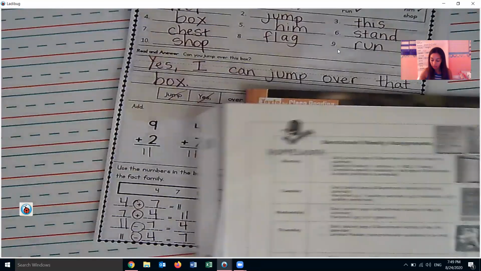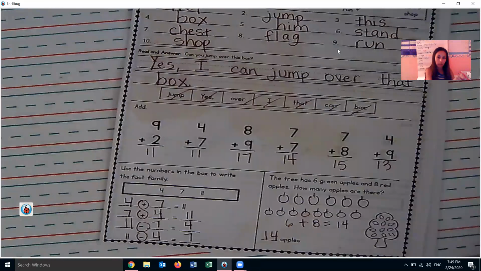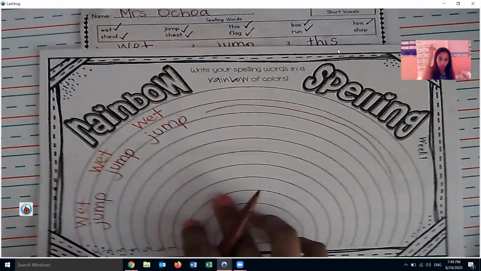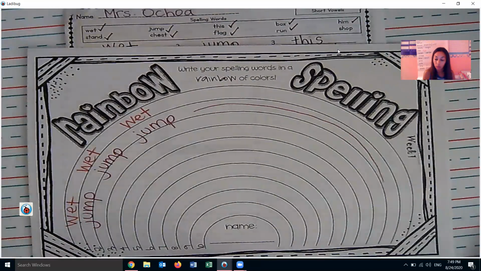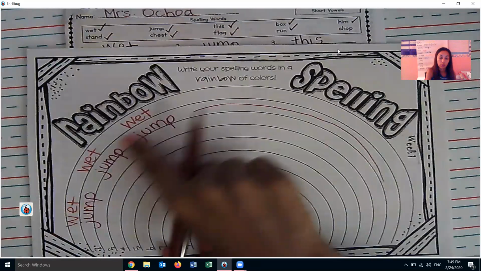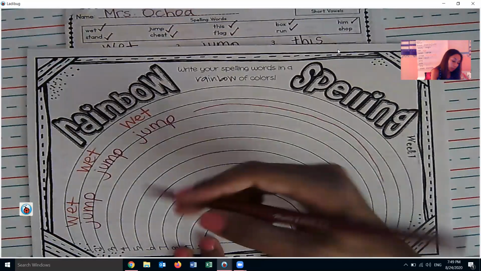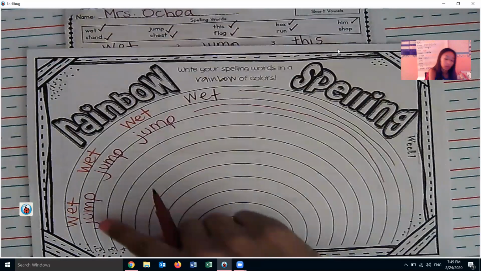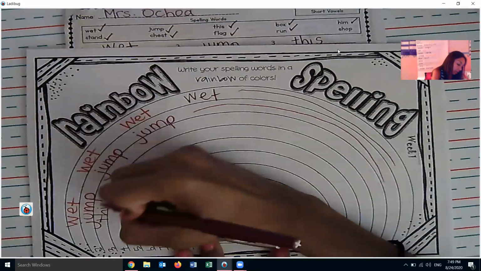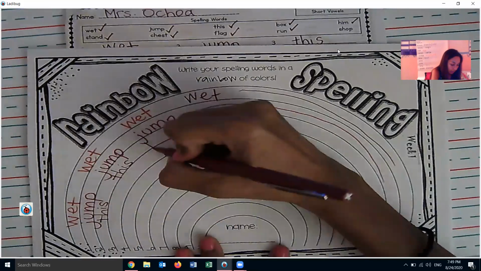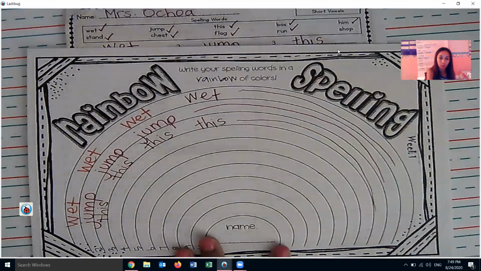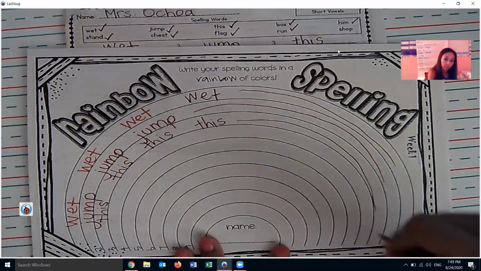Spelling packet is our rainbow spelling. I'm going to leave this up here just so I can look at my word bank. I'm not going to use rainbow colors, just to go a little quicker, but if you need to pause or if you want to go slower, you can. You'll rewrite all of those spelling words. So you'll go wet, wet, wet, wet, and keep going all the way through. Same with jump. And then we have this, this, this, this. You'll keep going all the way here with more thises, as many as you can fit there.